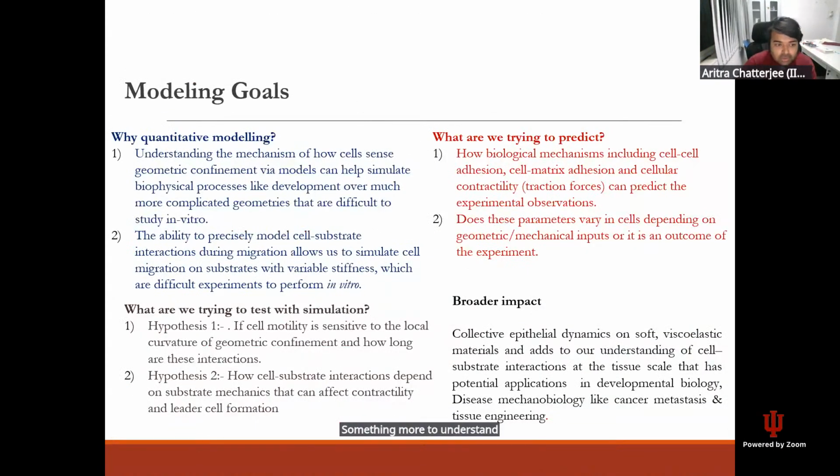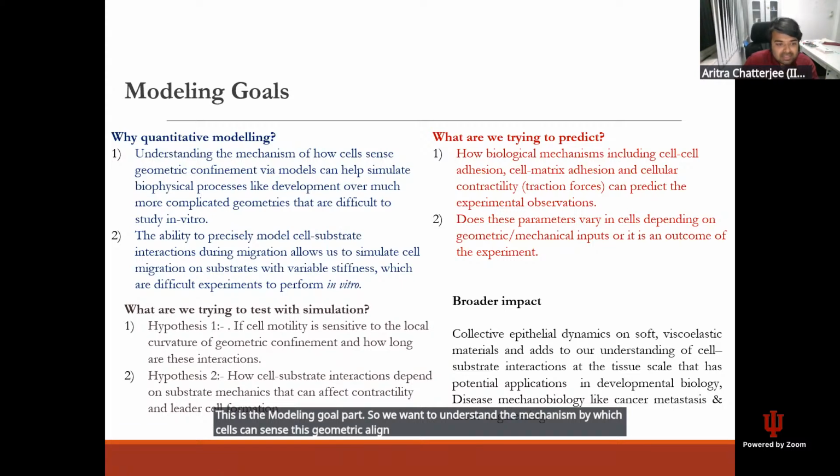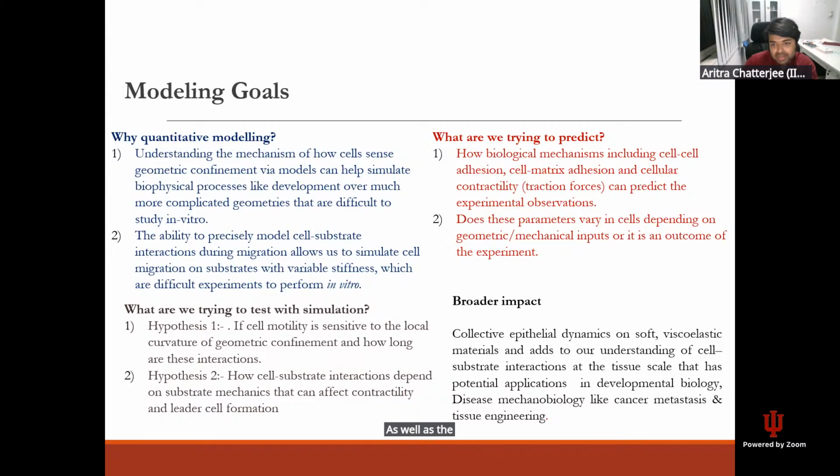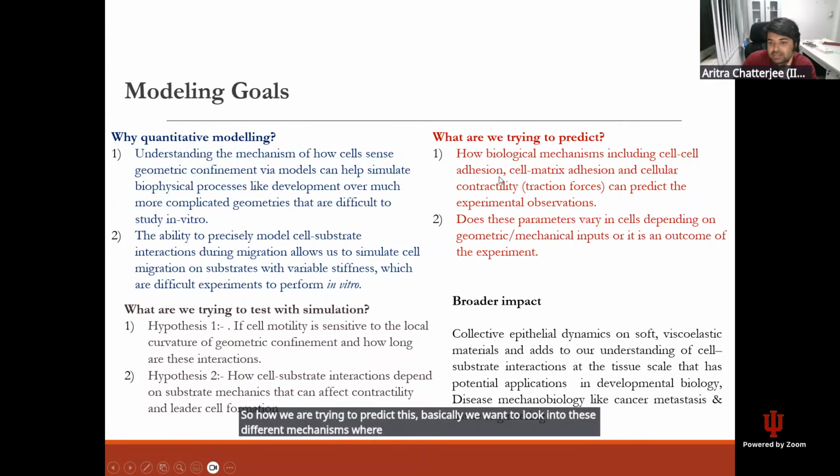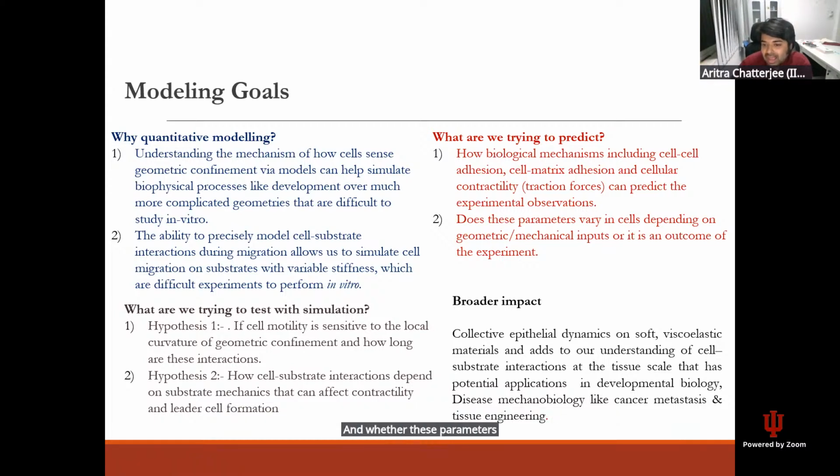So this is the modeling goal part. We want to understand the mechanism by which cells can sense this geometric confinement, as well as understand the mechanical cues. And the hypothesis is that the cell motility is sensitive to the local curvature, and that cell-substrate interactions depend on the mechanics. So how are we trying to predict this? Basically, we want to look into these different mechanisms where we should incorporate cell-to-cell adhesion, cell-matrix adhesion, and cellular contractility, and whether these parameters are actually sensitive.